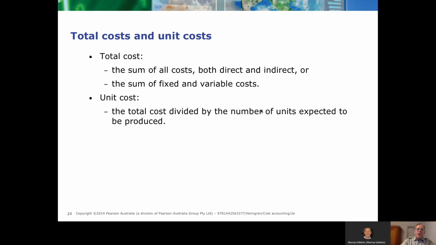So we've already identified that really to come up with the unit cost, all we need to do is add up all of our costs. We'll have total costs. And we said, of course, those total costs are made up of a fixed cost component and a variable cost component. But get the total cost, divide by the total number of units, and of course, you've got a cost per unit.